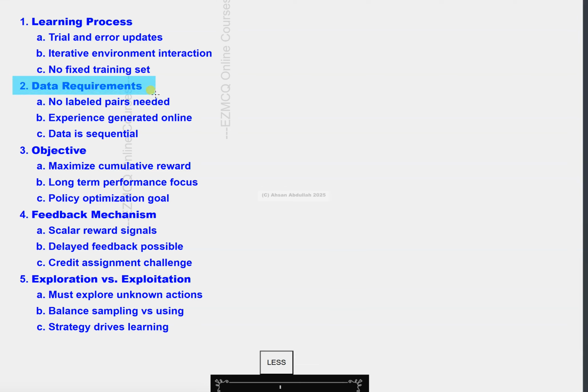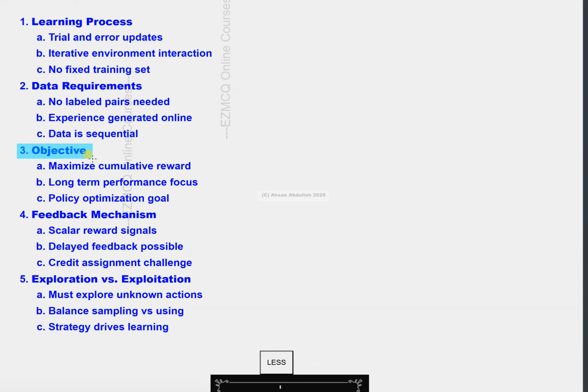Then are the data requirements. Supervised learning consumes labeled input output pairs, and typically it assumes independent and identically distributed data. However, reinforcement learning generates its own data. How? By interaction with the environment, and it deals with sequential data and sequential experiences. And it is proactive. The agent must actively explore the environment to collect informative data for learning. So it is very different from supervised learning.